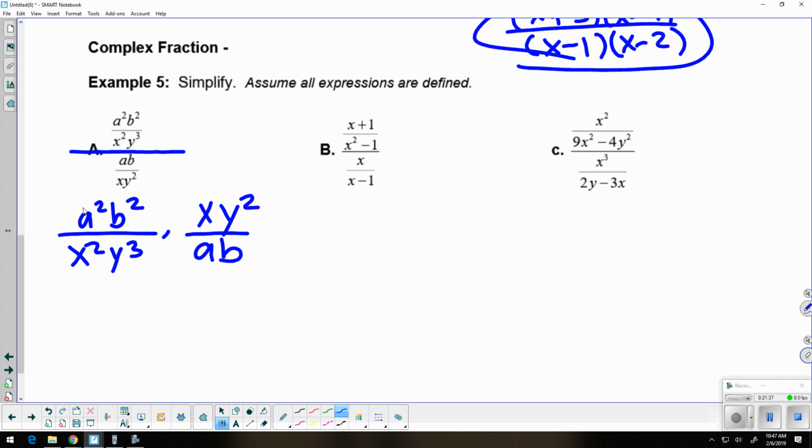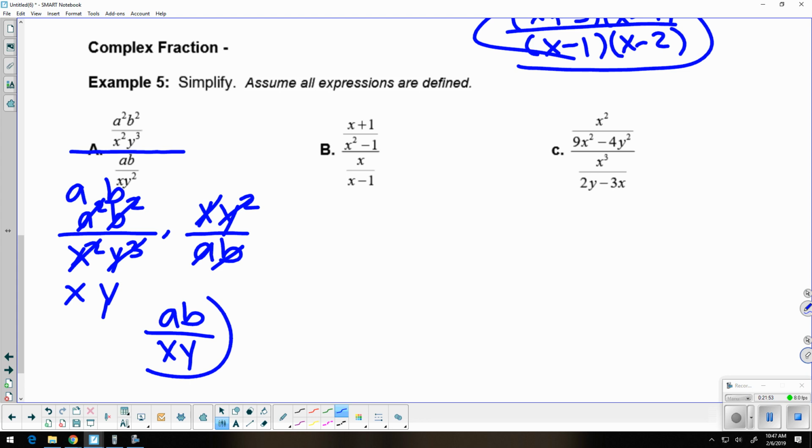So like these x's, for example, that one would cancel. You have an x on bottom. The two y's would cancel, you'd have a y on bottom. Canceling the a and the b: the a cancels, you got an a left. B cancels, you got a b left. So our answer would just be ab over xy. And there you go.